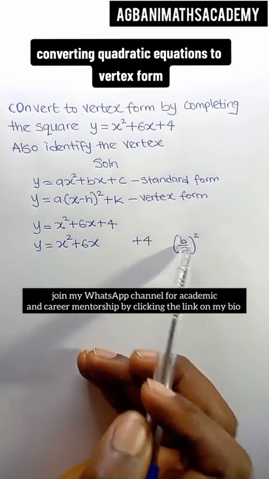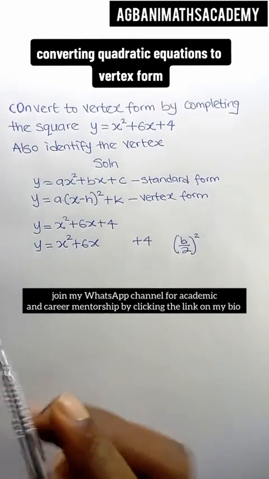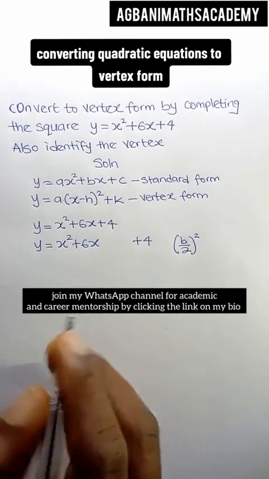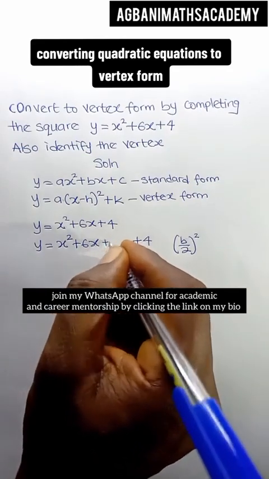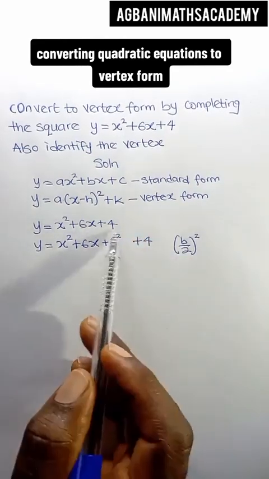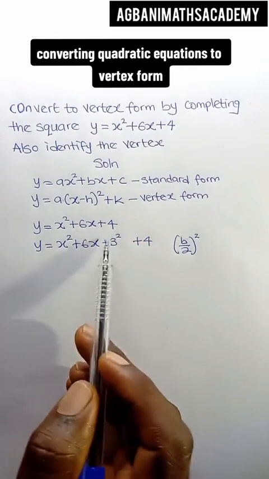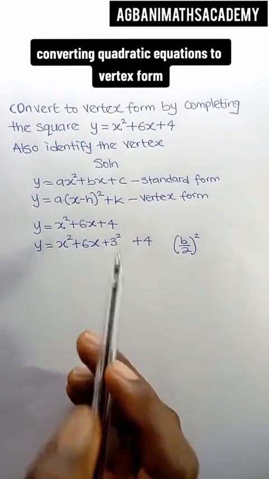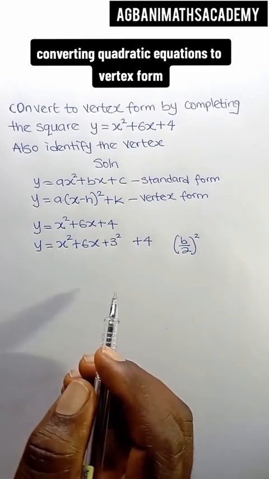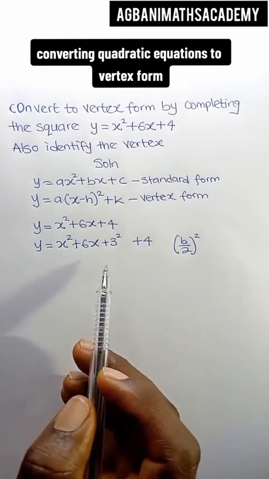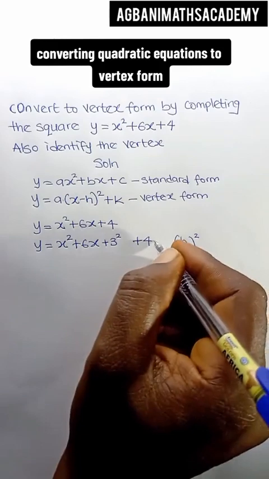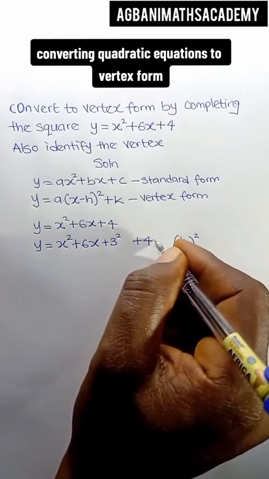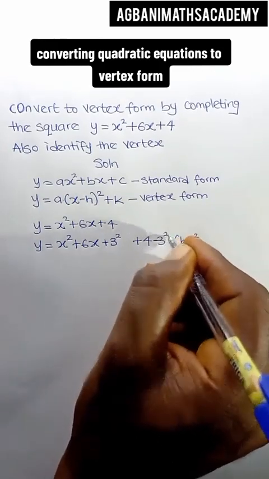So we're going to have 6 all over 2. 6 all over 2 is going to be 3. So here we're going to introduce plus 3 squared. And to balance out this right side of this equation, we just introduce plus 3 squared. This means we are also going to introduce minus 3 squared so that the equation will be balanced. So over at this side, the values without x, we are going to have minus 3 squared.